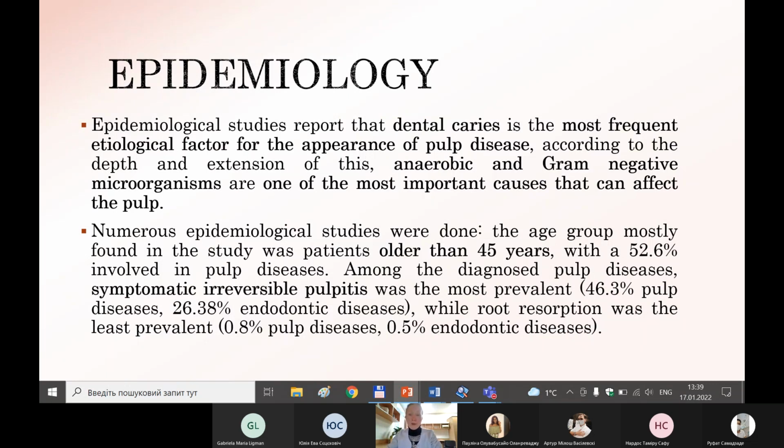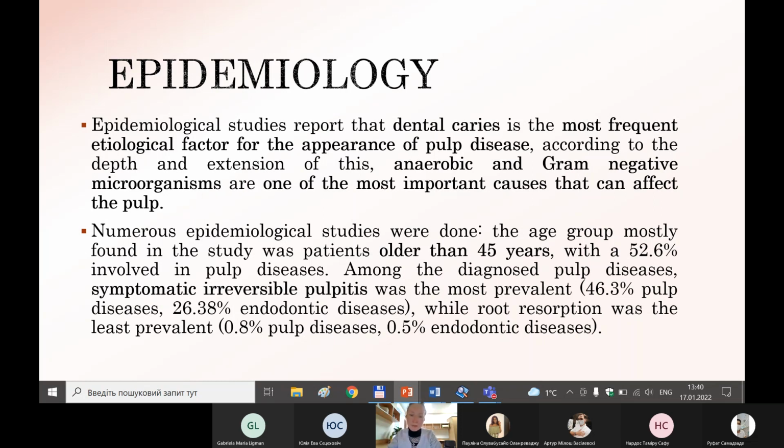Important to mention epidemiology. Epidemiological studies report that dental caries is the most frequent etiological factor for the appearance of pulp diseases. According to the depth and extension of this, anaerobic and gram-negative microorganisms are one of the most important causes that can affect the pulp. Numerous epidemiological studies were done to find out the distribution of this disease, and the age group most often found in the studies was patients older than 45 years, with 52% involved in pulp diseases.